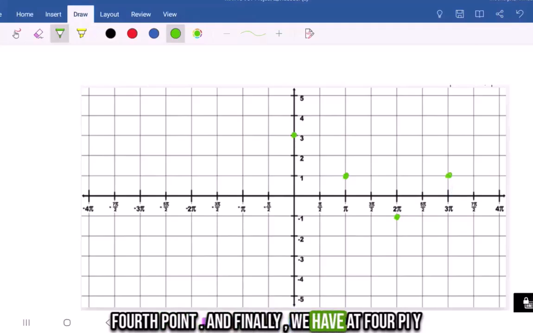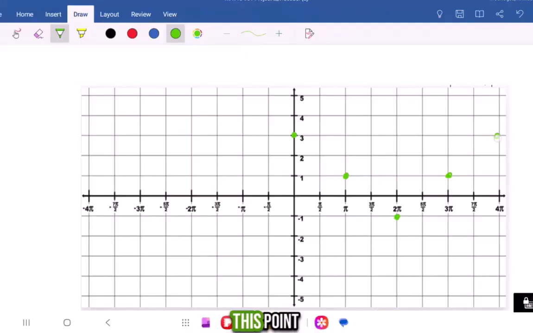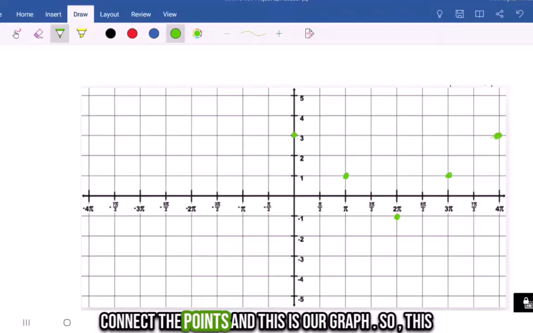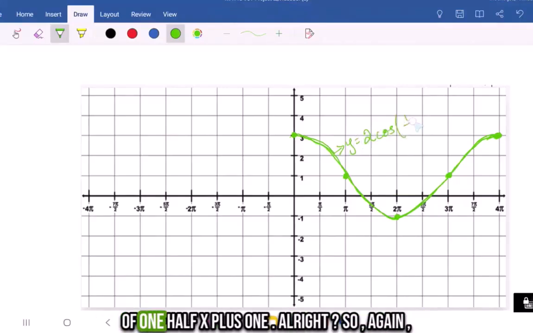And finally, we have at 4 pi, y equals 3. So at 4 pi, y equals 3 would be this point here. All right. And now all we have to do is connect the points. And this is our graph. So this green curve is the graph of y equals 2 times cos of 1/2 x plus 1. All right.